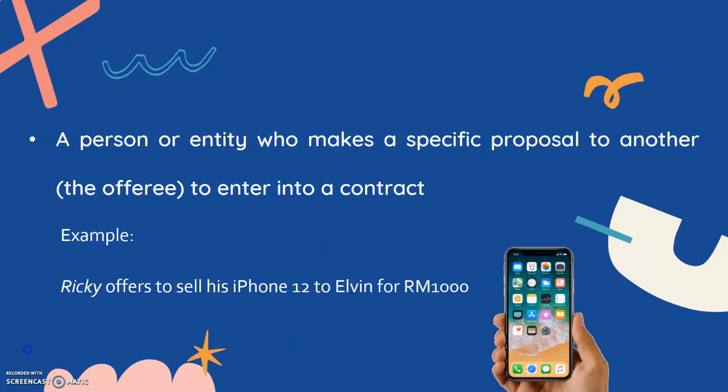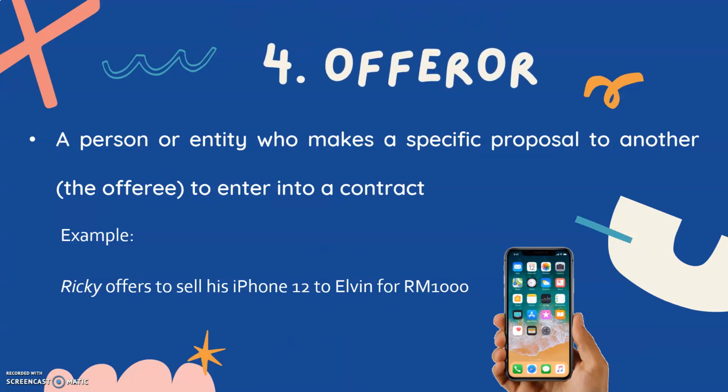The next terminology is offerer. Who is an offerer? Offerer is a person or entity who makes a specific proposal to another, the offeree, to enter into a contract. For example, Ricky offers to sell his iPhone 12 to Alvin for 1,000 ringgit. In this situation, who is the offerer? It's Ricky. He is the one who makes the proposal.